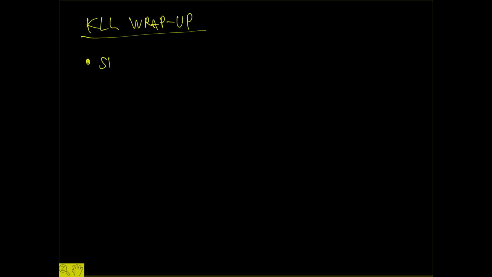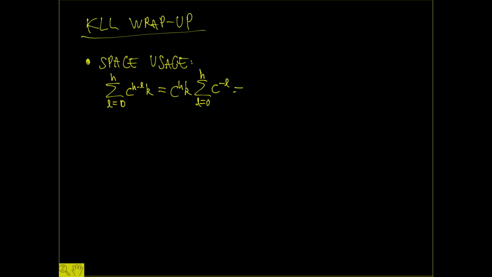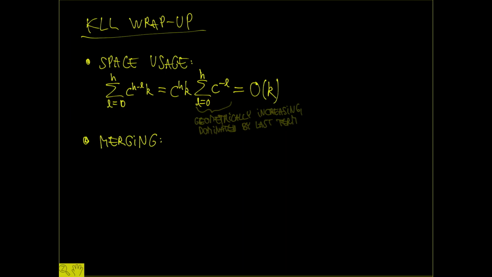To wrap up the analysis of KLL, we need to analyze the space usage. The space is the size of all the buffers combined, and buffer L had size c to the h minus L times k, plus a constant, which we can ignore. If we sum all of these, because we have a geometrically increasing series, it's dominated by the last term, the size of the largest buffer, which is k. So all in all, we get something that's O of k, where the constant depends on the choice of c.